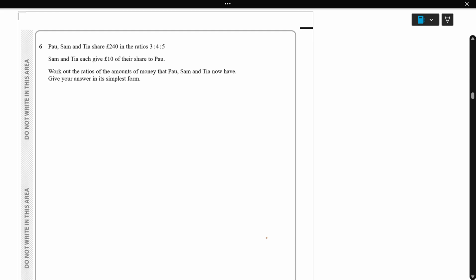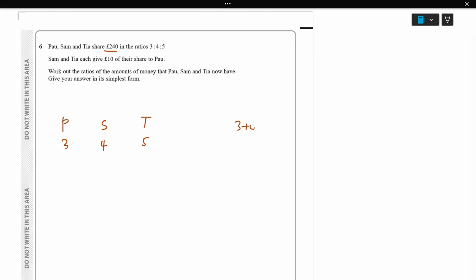Next, three persons, Sam, Pam and Tia, share 240 in the ratio of 3:4:5. So for the three persons, the ratio is going to be 3:4:5, and the amount is 240. So the total ratio is going to be 3 plus 4 plus 5, which is equal to 12. So the total ratio is 12.